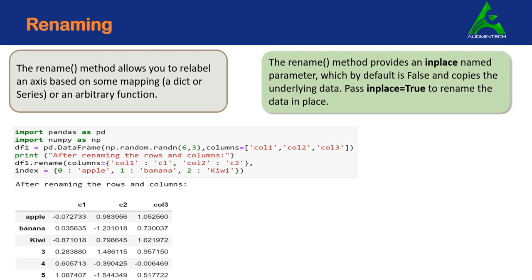So here the rename method provides an in-place named parameter, which by default is false and copies the underlying data. When we pass in place equals true, it renames the data in place. So here you see the indexes that were 0, 1, and 2 now have been changed to names of the fruits like apple, banana, and kiwi, whatever has been specified to the 0, 1, and 2 as the values. So that is renaming of indexes.